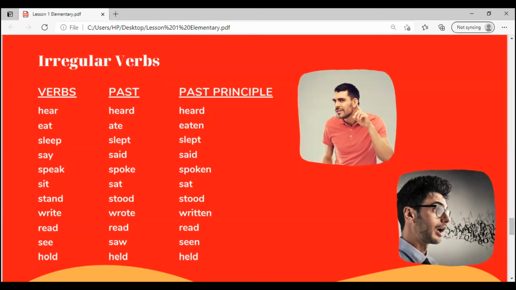Hear, eat, sleep, say, speak, sit, stand, write, read, see, hold. The past tense of these verbs are heard, ate, slept, said, spoke, sat, stood, wrote, read, saw, held. The past participle of these verbs are heard, eaten, slept, said, spoken, sat, stood, written, read, seen, held.